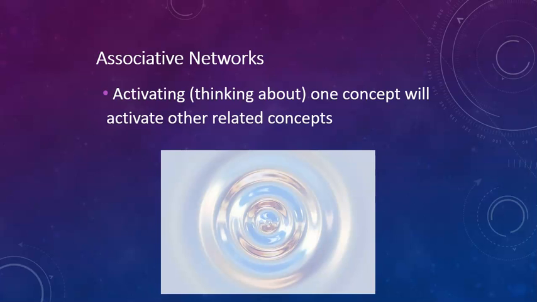So how do we use these associative networks? What you do is you activate or think about one concept, and that will activate another related concept. So by thinking about one concept, what your mind's going to do is it's automatically going to connect it to something else.